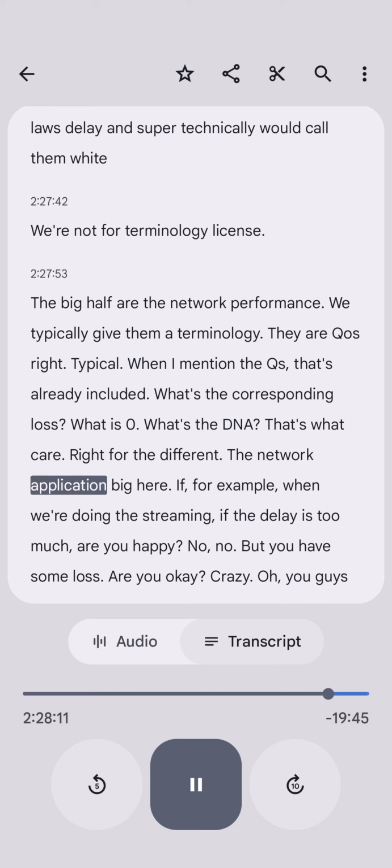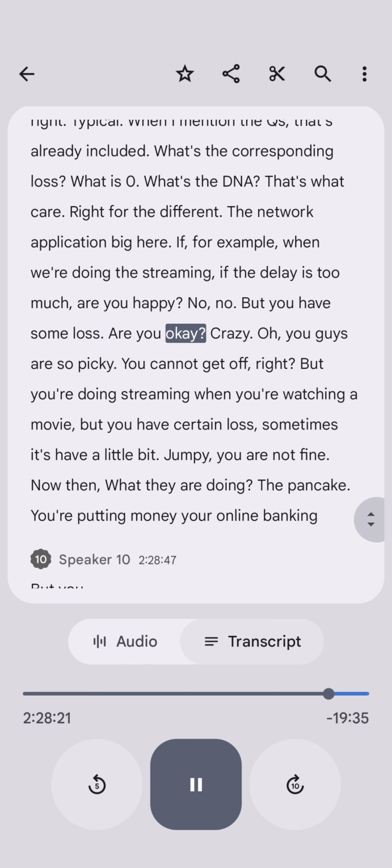Different network applications care about different things. For example, when we're streaming, if the delay is too much, are you happy? No. When you have some loss, are you okay? Oh, you guys are so picky. When you're watching a movie and there's a certain loss, sometimes there's a little bit of jumping. You are not fine? No. Okay.